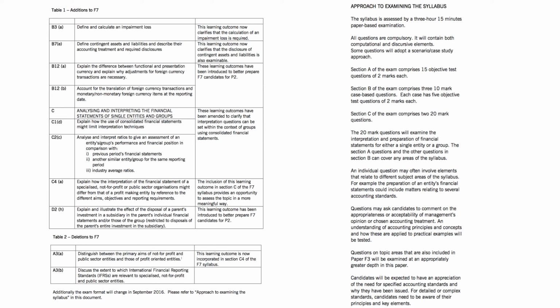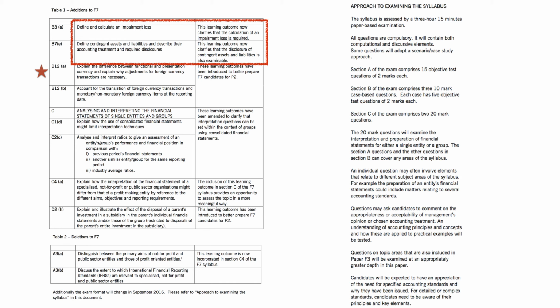Okay, so looking at the changes to F7 on the left hand side here, we have some things that have changed, and then on the right we've got the exam changes. So starting at the top here, we have define and calculate an impairment loss, just to confirm that the calculation is required. We always taught that anyway. It's just clarifying that it's definitely required.